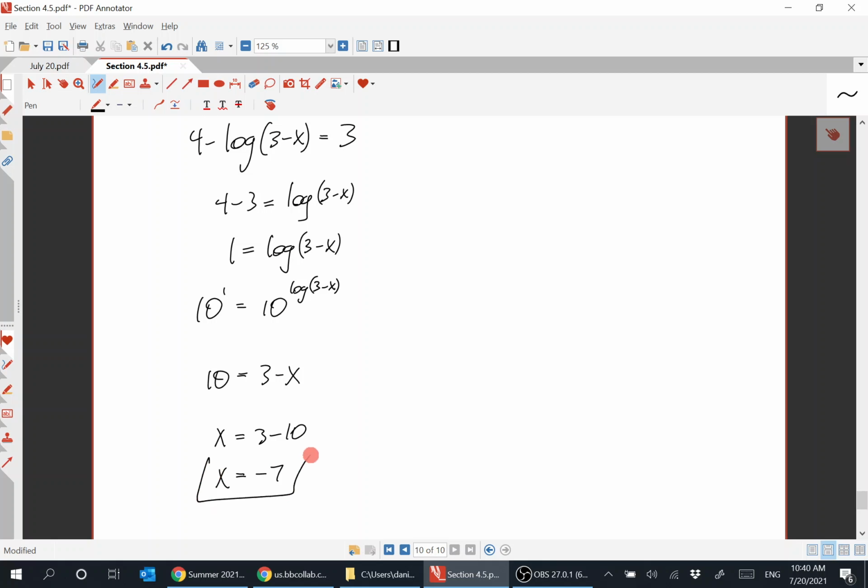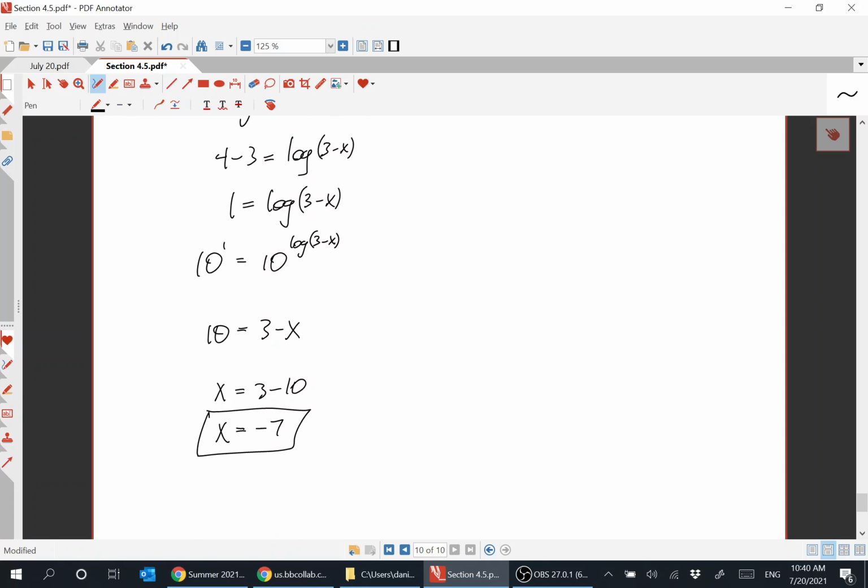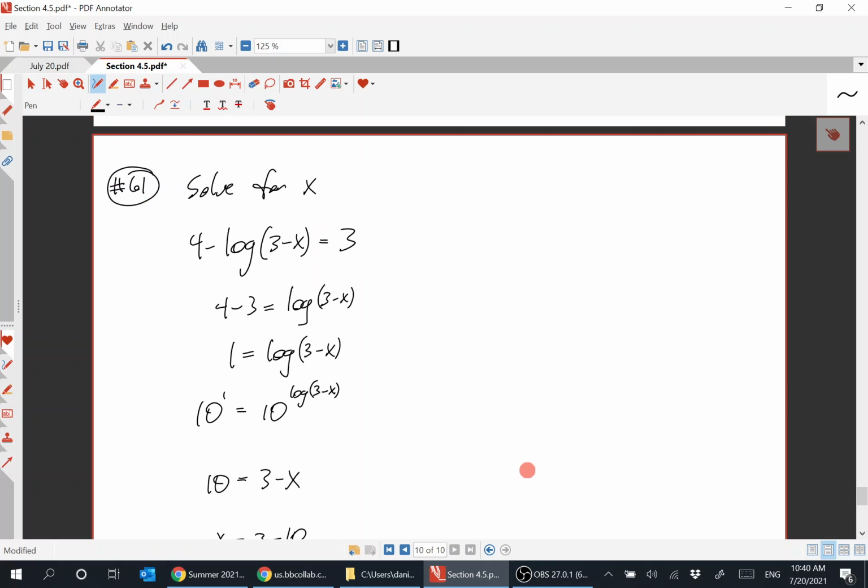Is that in the domain of the original function? Can I plug in x equal to -7 here? X equal to -7, so 3 minus -7 gives you 10, which is a positive number. So that's fine. If it was +7, no. 3 minus +7 is -4, so that wouldn't work. But it's not +7, it's -7. So that's one way to do it.